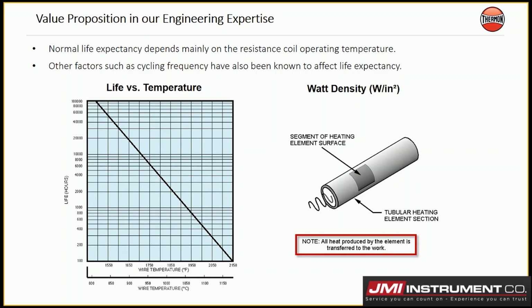So you see this graph we're looking at here. Life in hours is a logarithmic scale. An old, very wise boss of mine once told me that if you increase the coil temperature by 80 Fahrenheit, you cut the element life in half. And you can see that effect on this graph here.